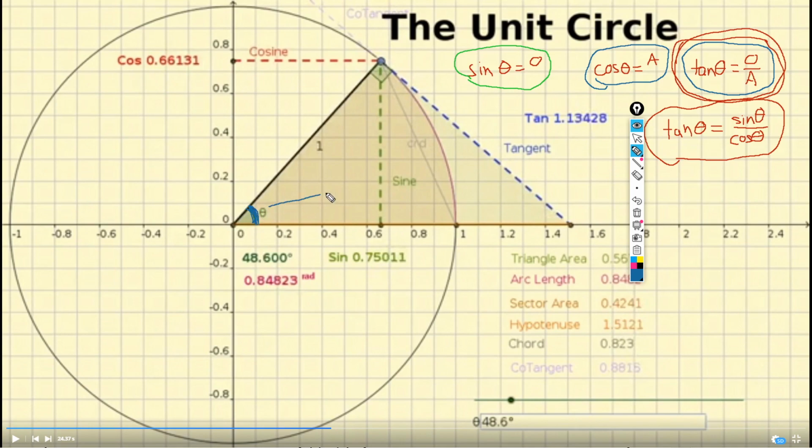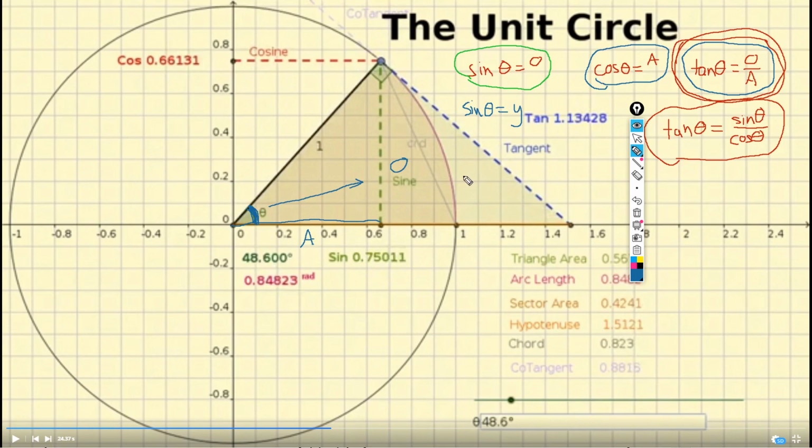So what's O? This is O. And what's A? This is A. So what does that mean? Well, if this is O, that's our y component. So remember I told you, sine of theta, that's O, that's also our y component. So sine of theta is our y component in the unit circle.